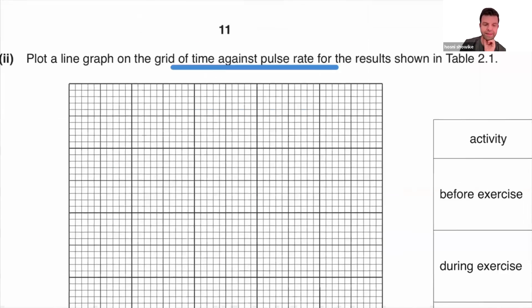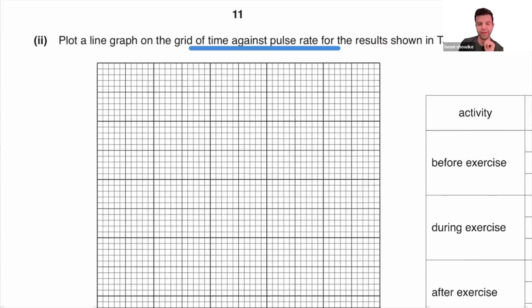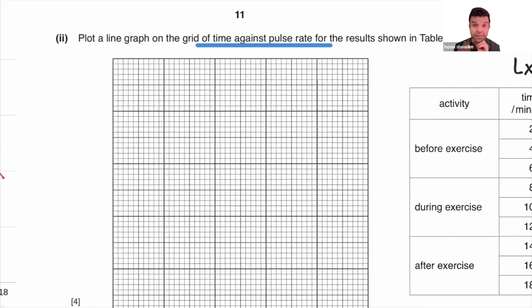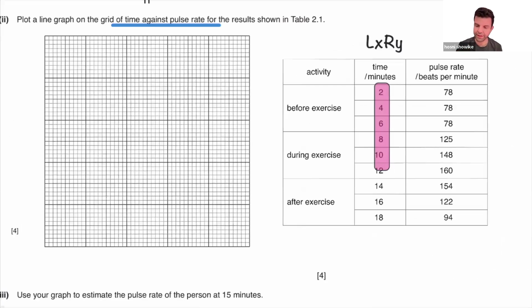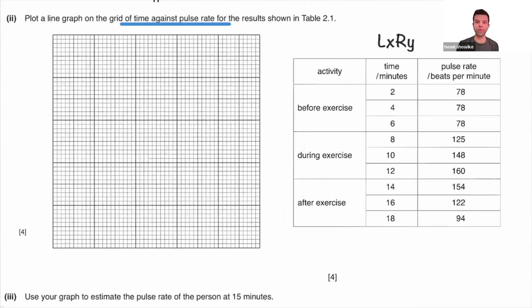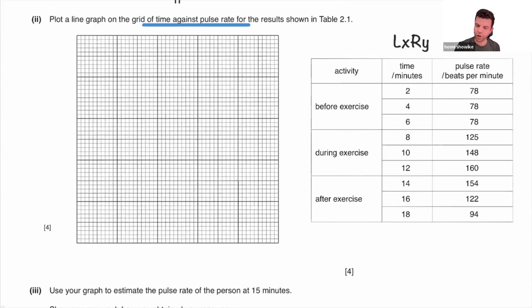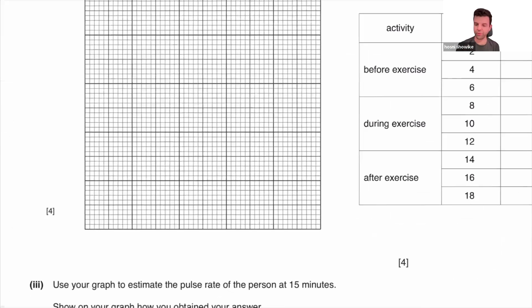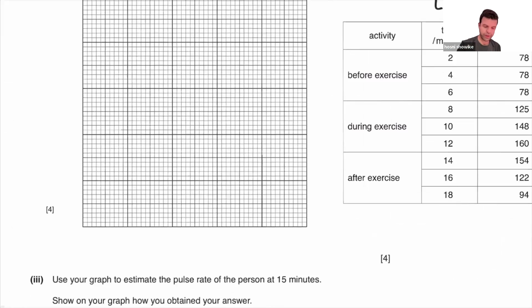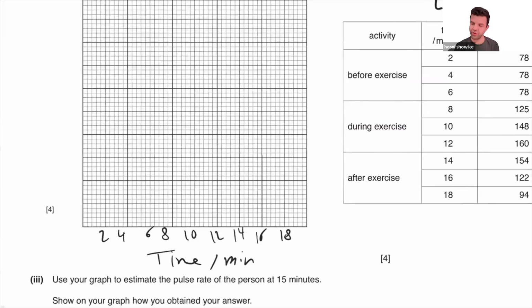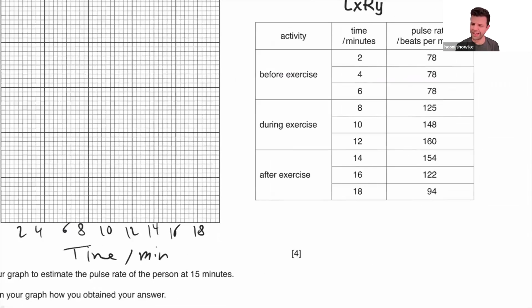Okay. Next, they said plot a line graph on that grid to show time against the pulse rate. So I'm going to plot this here versus this one here. Okay. So let's put the time on the x-axis. Always the left column is your x. Okay. And the right column is your y. So the left column starts from 2 all the way to 18. So I'm going to put 2, 4, 6, 8, 10, 12, 14, 16, 18, time / minutes. Okay. And the y-axis ranges from 78, I'm going to say nearly 80, all the way to 160.